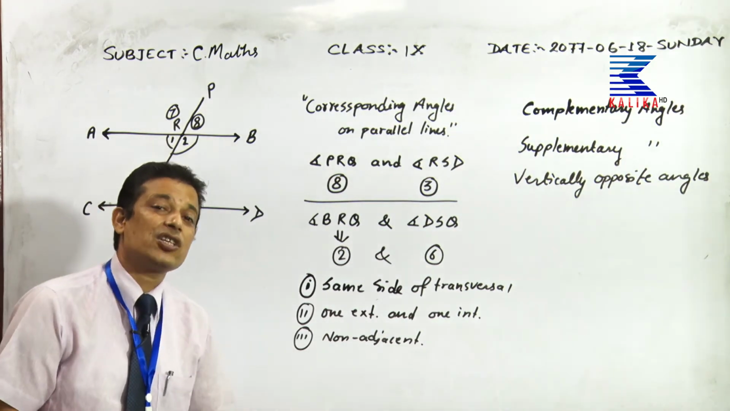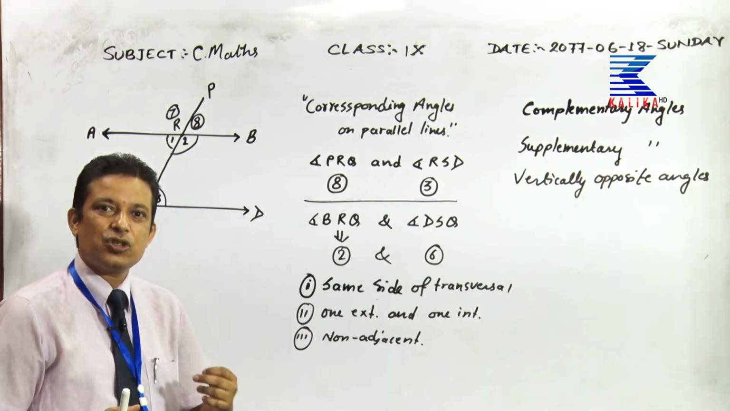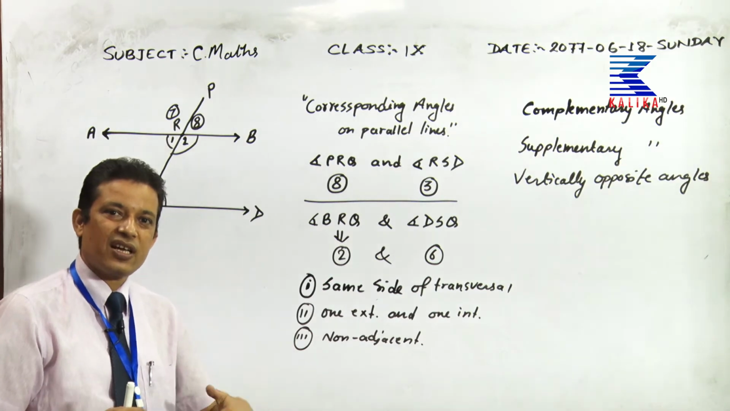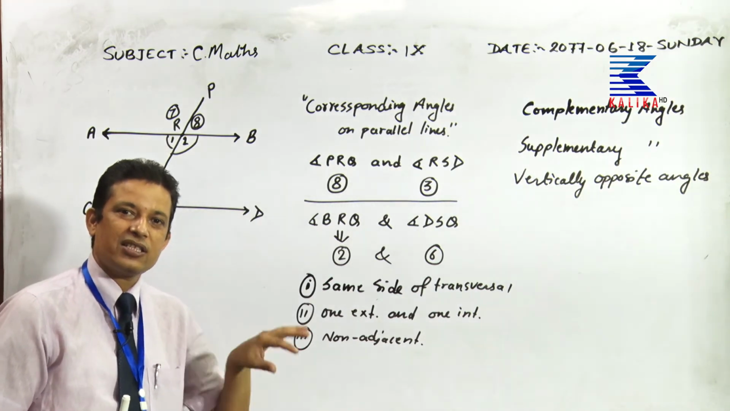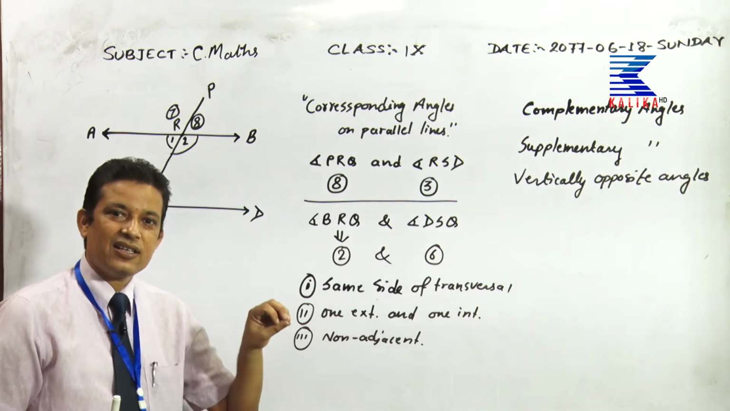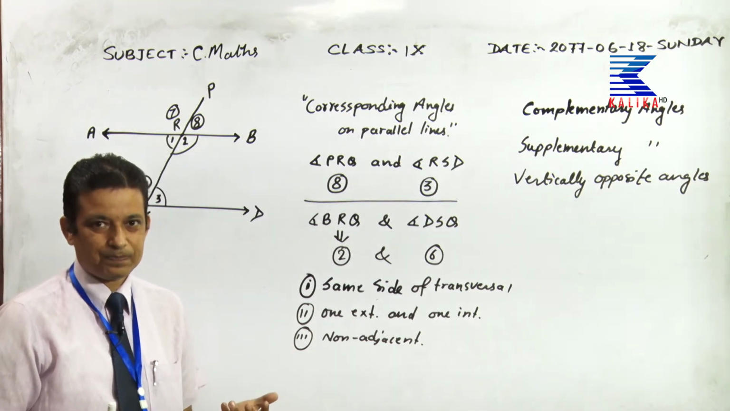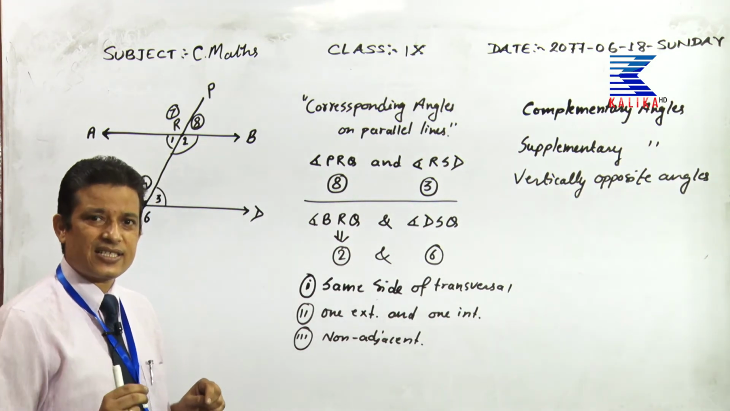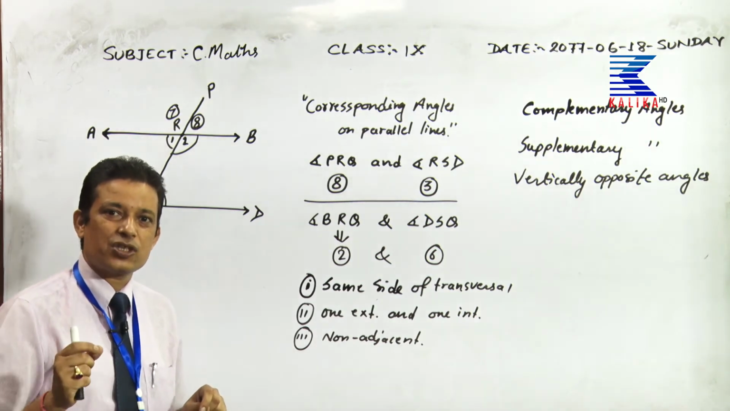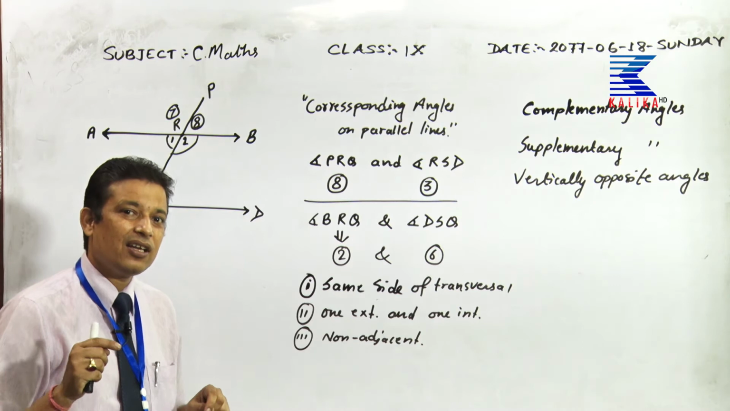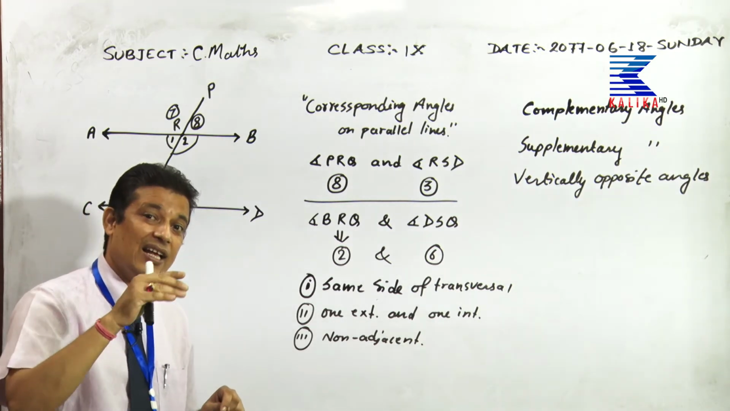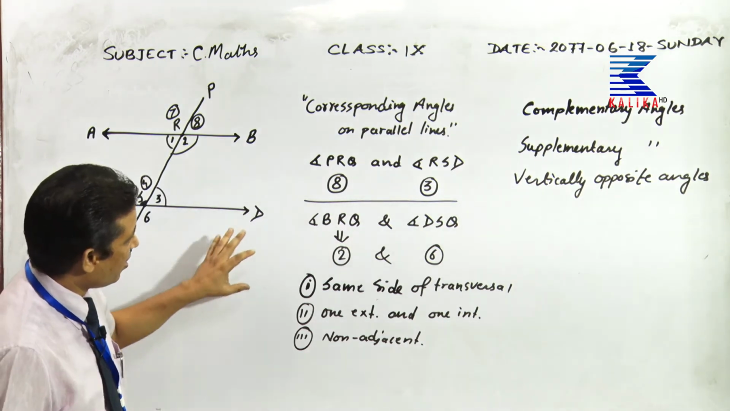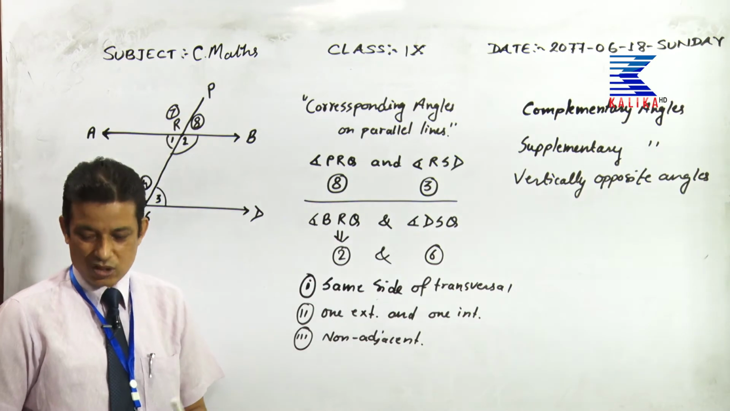So, how do we define corresponding angles? Two angles are said to be corresponding angles on parallel lines if one is exterior, another interior, both lie on the same side of the transversal, and they are non-adjacent. So, how do you make the definition? Two non-adjacent angles are said to be corresponding angles if they lie on the same side of the transversal and one is exterior and the other is interior. So, this is the information about corresponding angles.